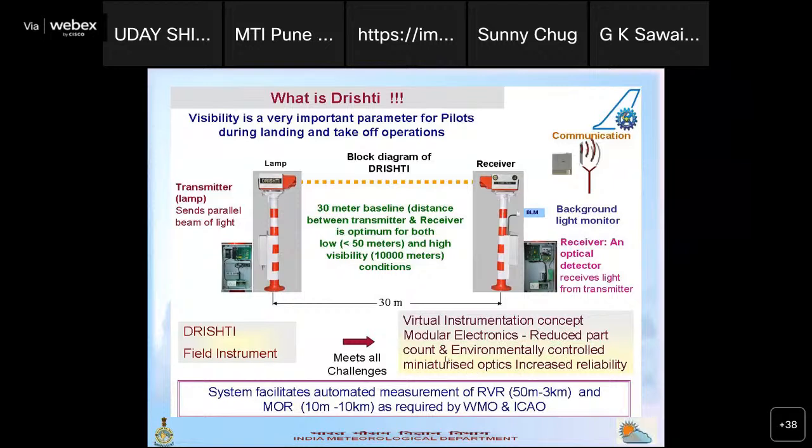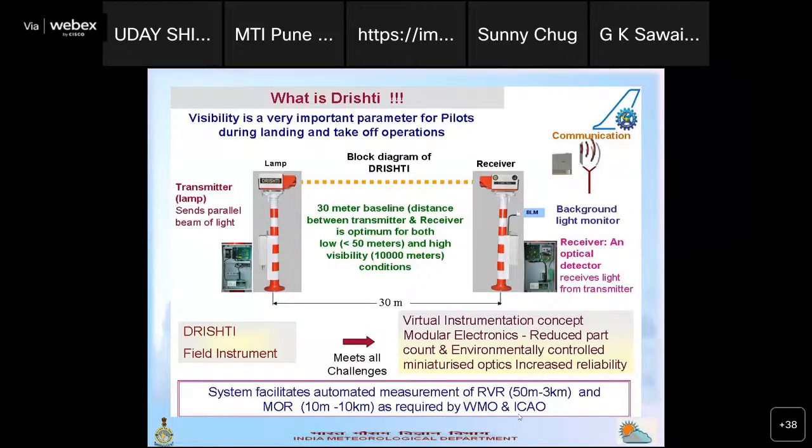This is some NI software, National Instruments software, with the help of that RVR will be calculated. MOR and RVR will be calculated instrumentally and by Koschmieder's law. The system facilitates automatic measurement of RVR from 50 meters to 3 kilometers, and MOR from 10 meters to 10 kilometers. So RVR can be calculated up to 3 kilometers, and MOR can be calculated up to 10 kilometers.